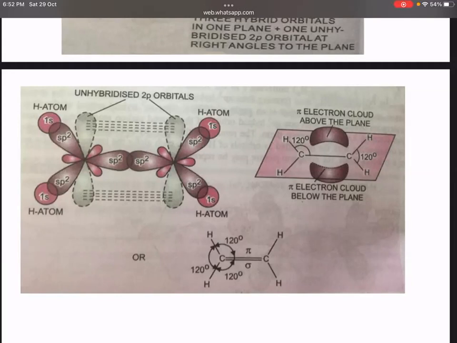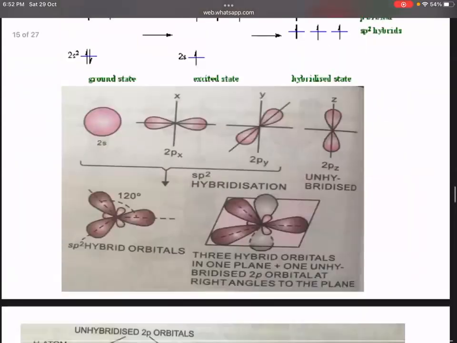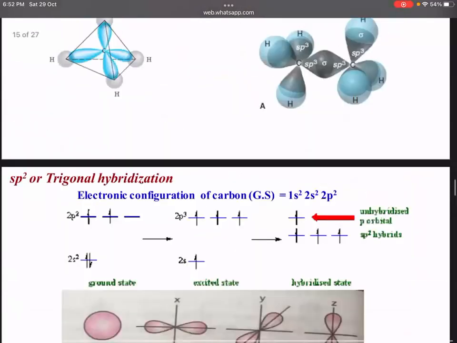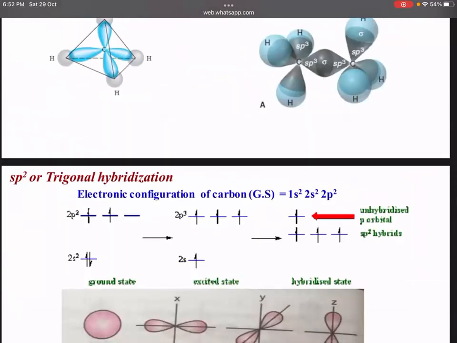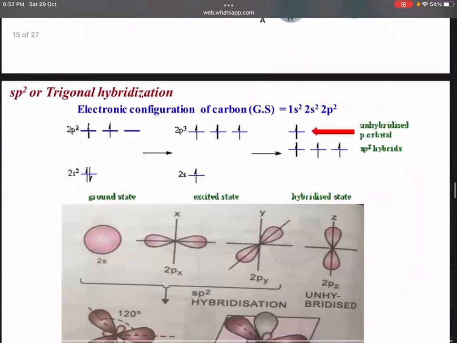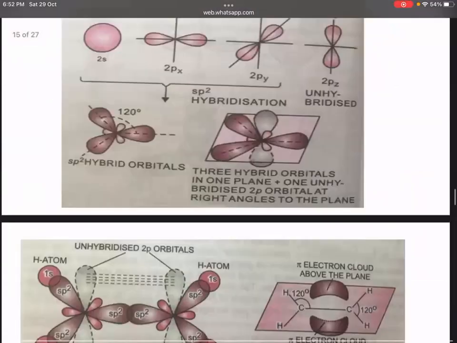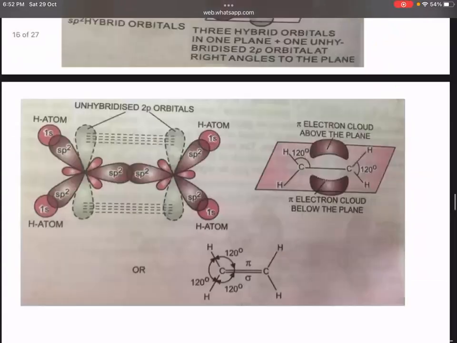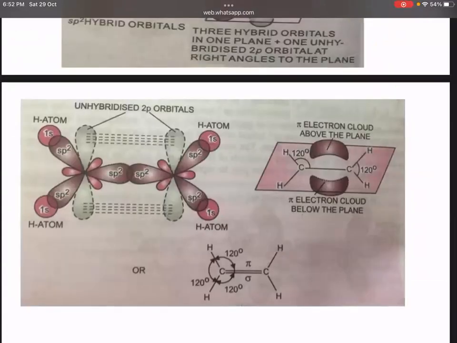Look here, on each atom you have one unhybridized p orbital with one electron. So in the ethylene molecule, you have one electron and one electron, and they overlap above and below. It is like a sandwich: the two breads are on the top and bottom, and the stuffing is in the middle. The pi bonds become like the breads, and the stuffing is the sigma bonds.